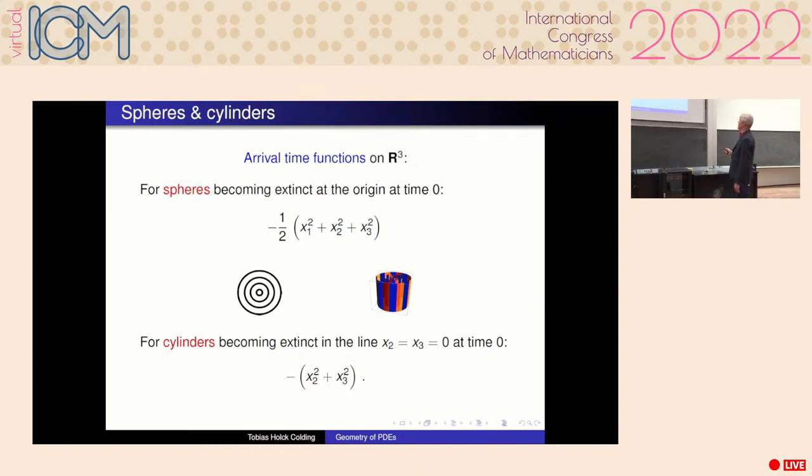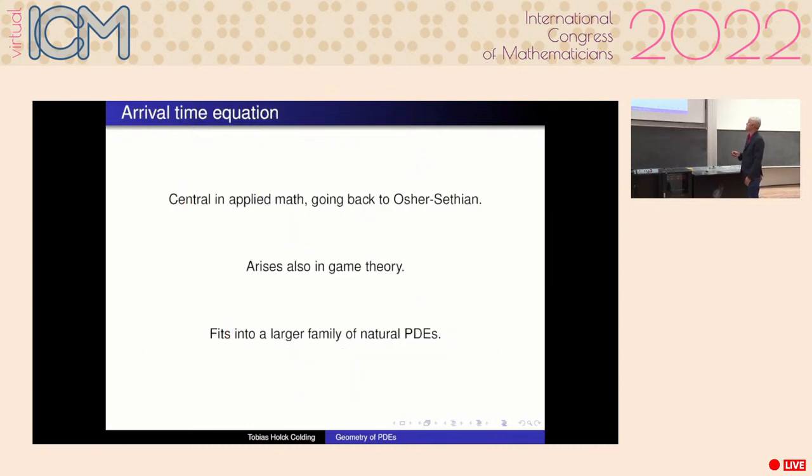Second example, keeping in mind, so this picture here is the arrival time function for shrinking cylinders. So here we have normalized it so that the cylinders become extinct in the line x2 equal to x3 equal to zero, also at time t equal to zero. So again, the shrinking round cylinders live only for negative time, and then at time zero, they become extinct in a line. So this is again a homogeneous quadratic polynomial. Okay.